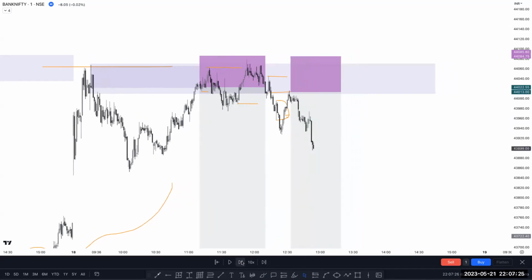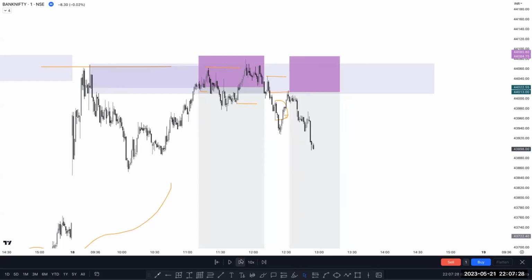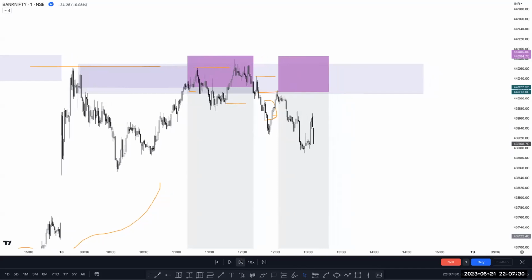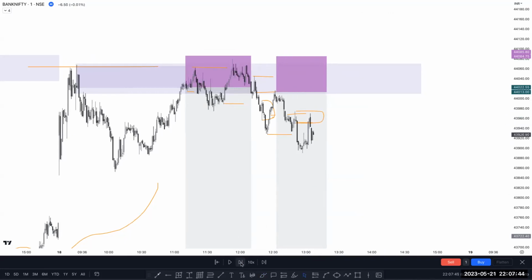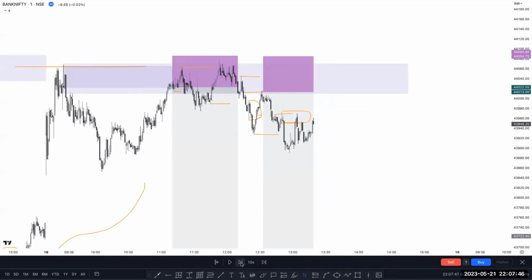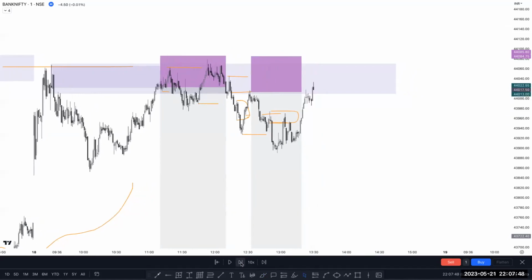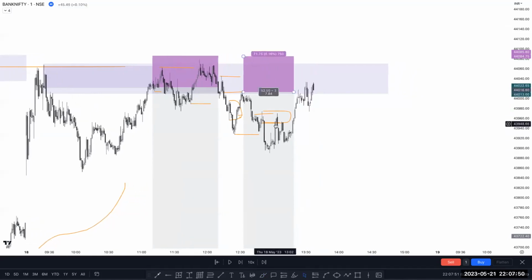Okay, great. Okay, this one is also broken, this one, right? Sweep this one, mitigate this order block and sell. And this becomes our loss, right?